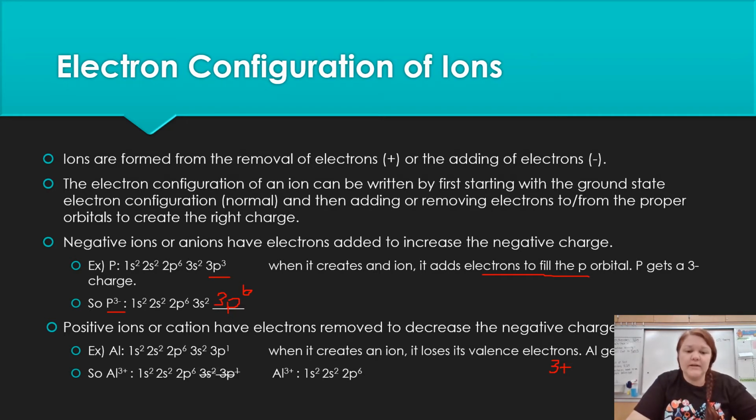So we are going to take the aluminum electron configuration, and we're going to remove 3 valence electrons. We start from the highest energy level, which is 3, and we start with our p orbital. We're going to take those electrons out, that's 1, and we're going to take the 2 s electrons out, and that gives us a total of 3 electrons removed. So this would be our final electron configuration for aluminum. All right?